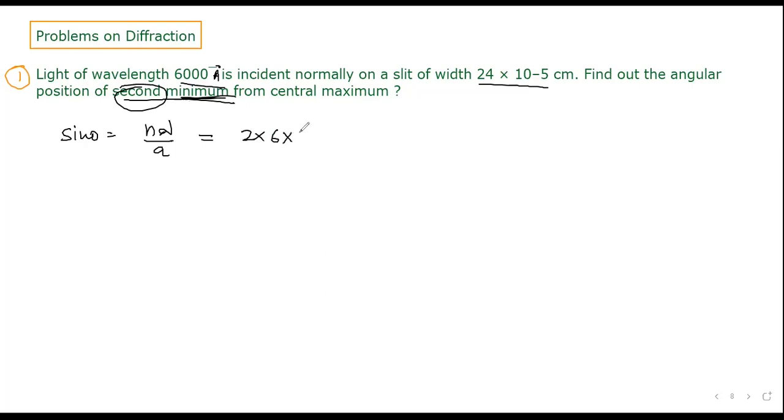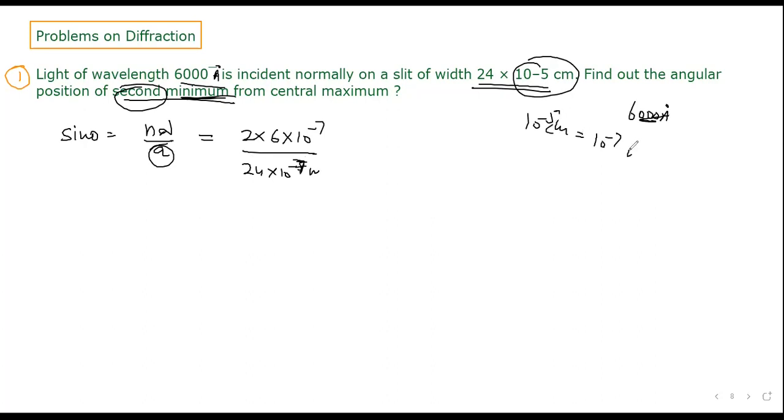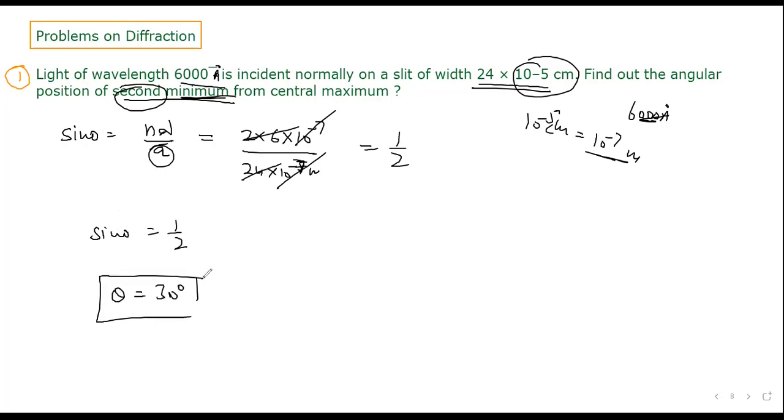The wavelength is given as 6000 angstrom, so 6 into 10 power minus 7 meter, since an angstrom is 10 power minus 10. So I'm writing 6 into 10 power minus 7 by the width of the slit, which is given as 24 into 10 power minus 5 centimeter. I'm writing it in meters, so the powers cancel. This is 12, this is 24, so it becomes 1 by 2. So sine theta is equal to 1 by 2, and theta comes to 30 degrees. So this is the angular position of the second minima, the second dark fringe, for this wavelength and slit width.